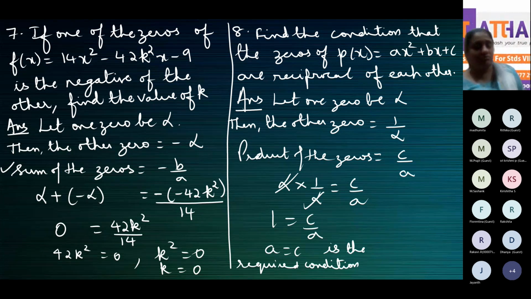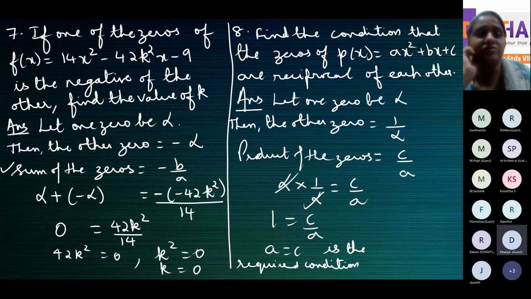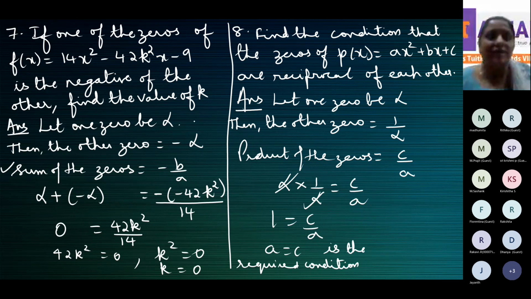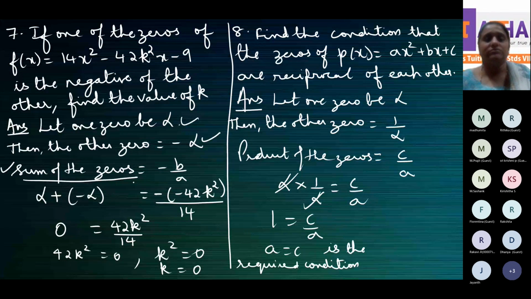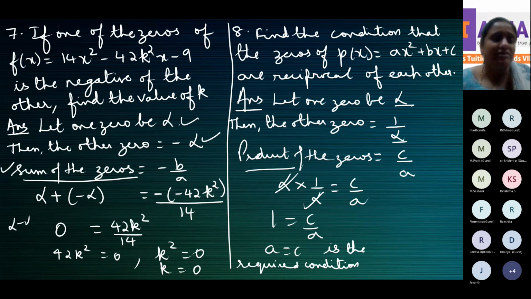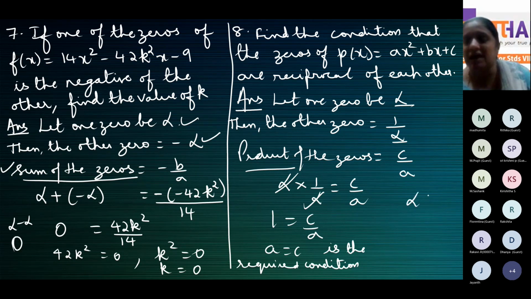All right, children. If you're using alpha and minus alpha, go with sum of the zeros. Alpha and 1 by alpha, go with product of the zeros. That only will give you the answer. Because when it is alpha and minus alpha, sum of the zeros will be 0. And when it is alpha and 1 by alpha, the product will be 1.